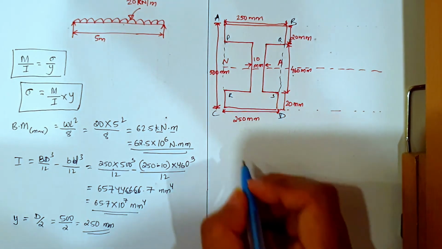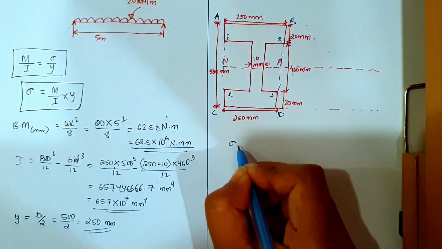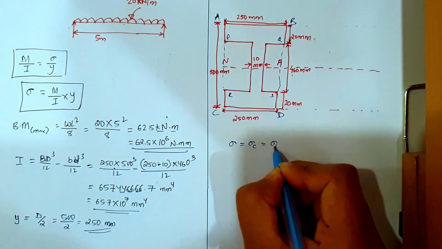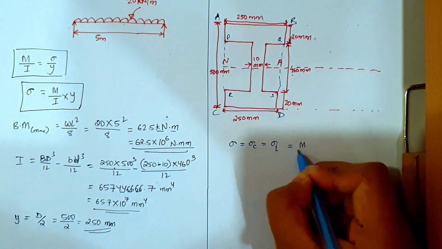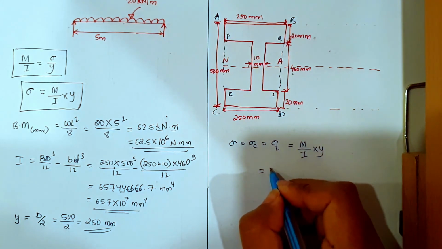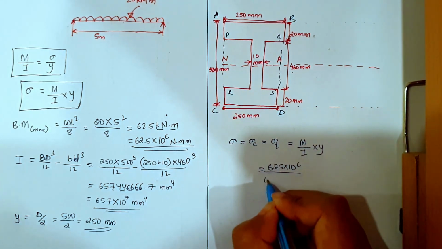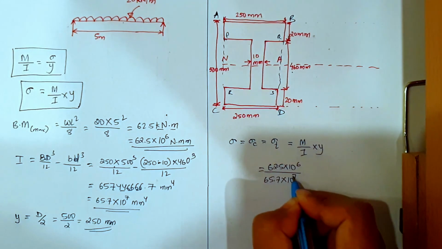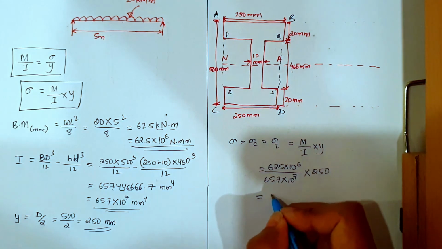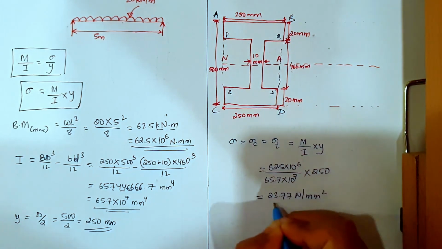Okay, now from here let's find sigma. Because this is a symmetrical I section, the stress in compression and the stress in tension will be the same, which will be equal to M by I into y. Now how much M did we get? M we got 62.5 into 10 raised to power 6 divided by I, 65.7 into 10 raised to power 7, into y is 250. So from here you will get the stress 23.77 Newton per mm square.